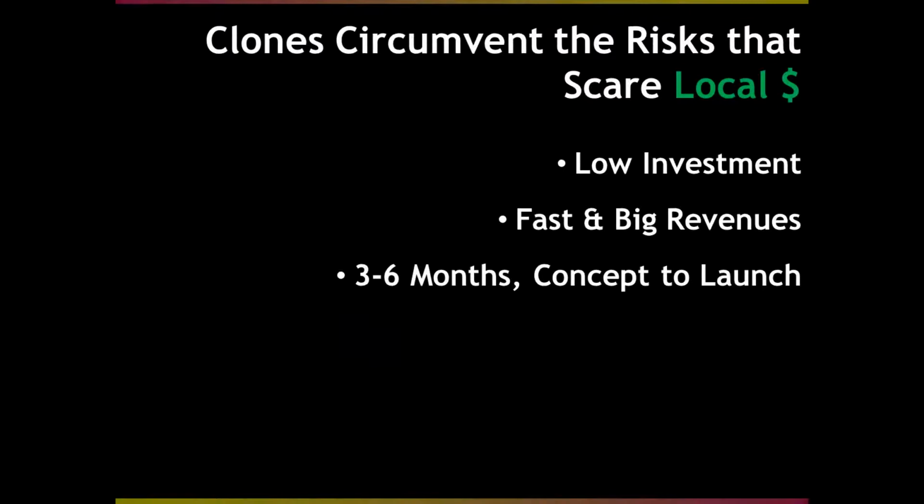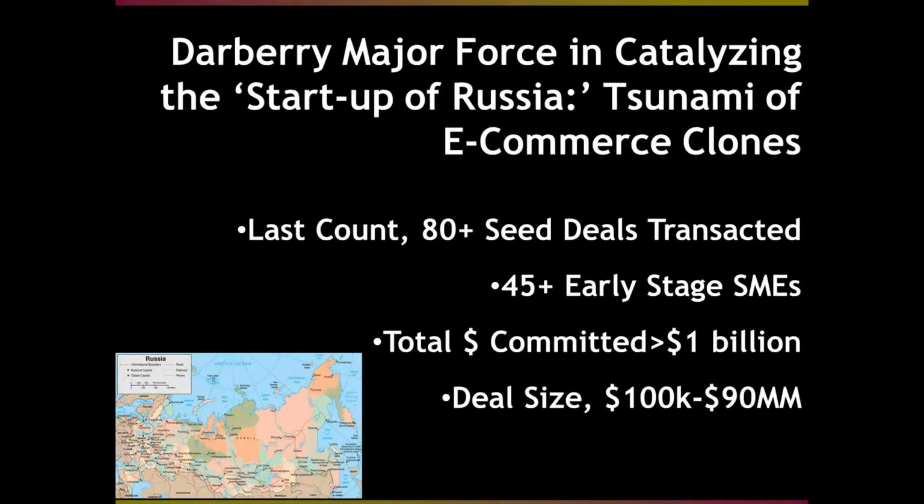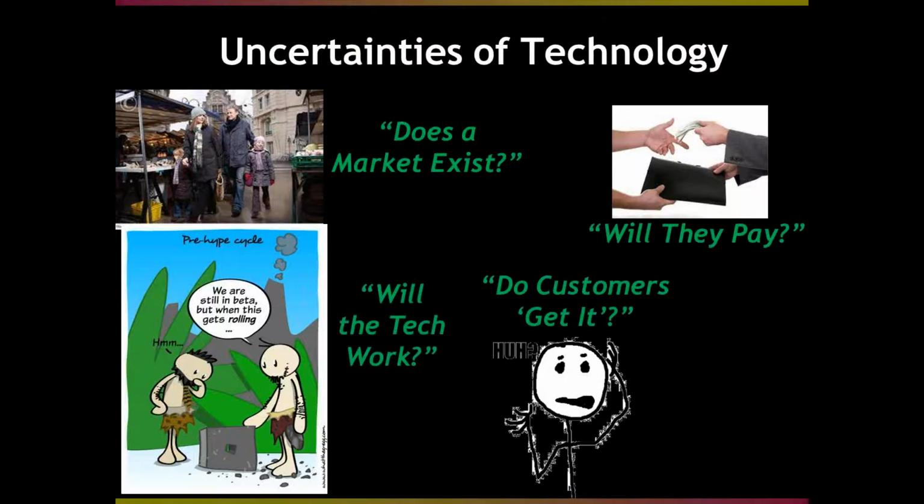And so what these clones did is they circumvented the risks that typically scare local money, which is low investment. They had big and fast revenues, and they were able to launch from concept to execution in 3 to 6 months.